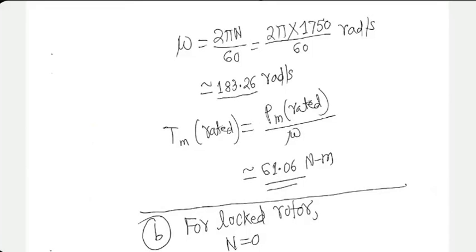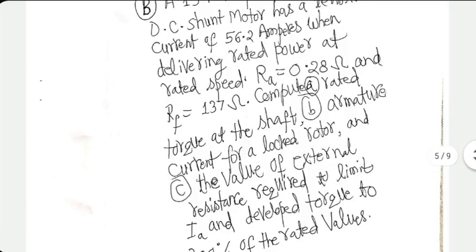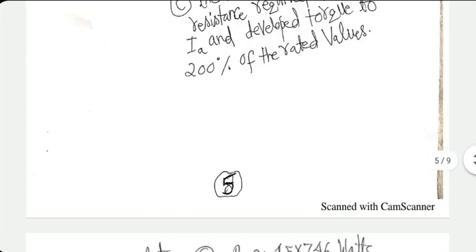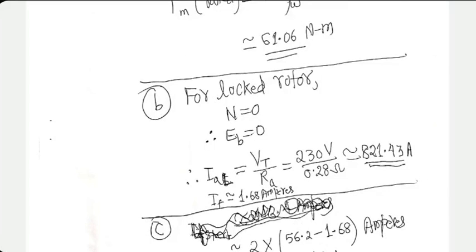Part B says for locked rotor, that means when N is 0, what will be the armature current? In this case, EB is 0. Armature current will simply be VT divided by RA, which is a very large current, 821.43 amperes. The motor would get damaged. That is without a starter.